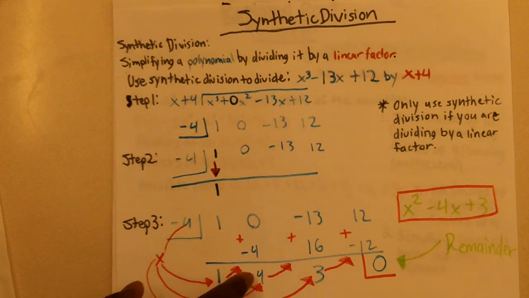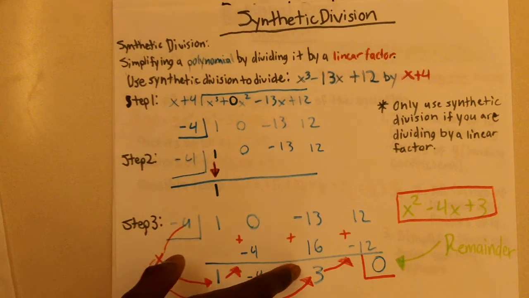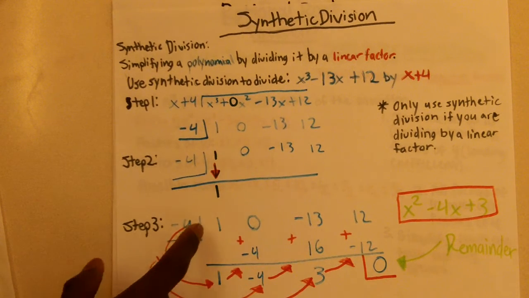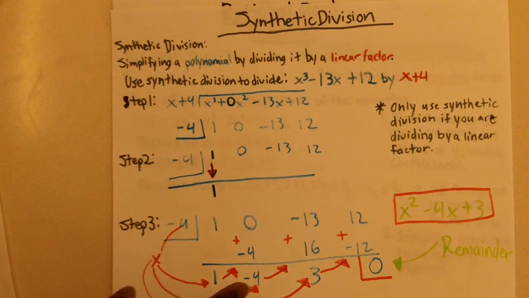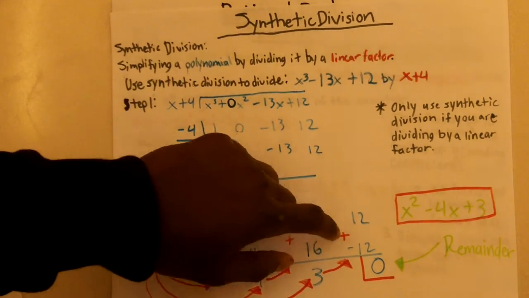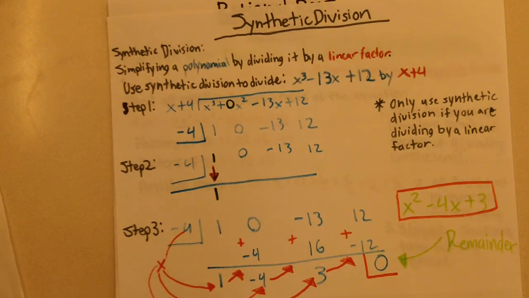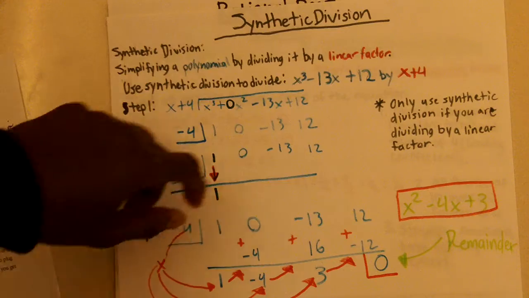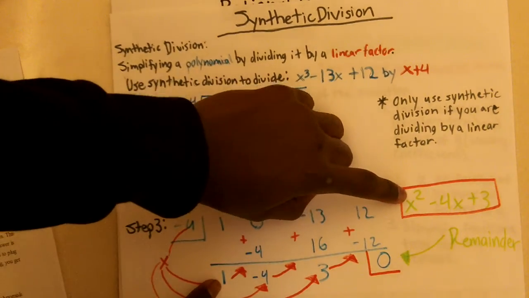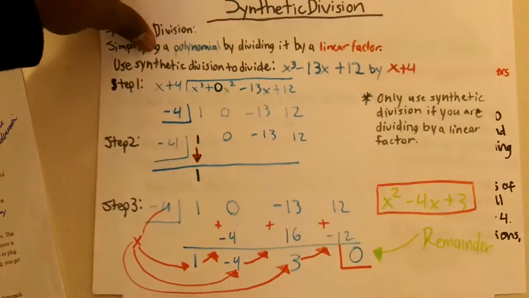Negative 4 times negative 4 is 16. Negative 13 plus 16 gives you 3. And finally, negative 4 times 3 gives you negative 12. And 12 plus negative 12 equals 0. And as you can see here, 0 is the remainder. So your quotient would be x squared minus 4x plus 3.